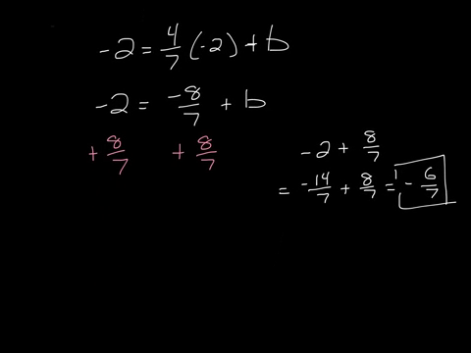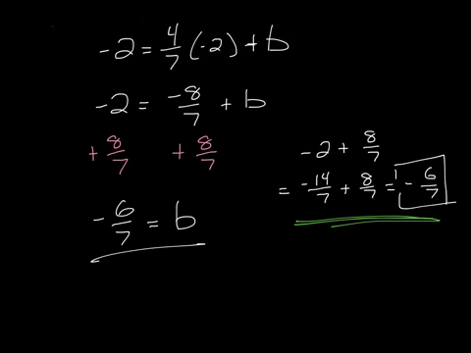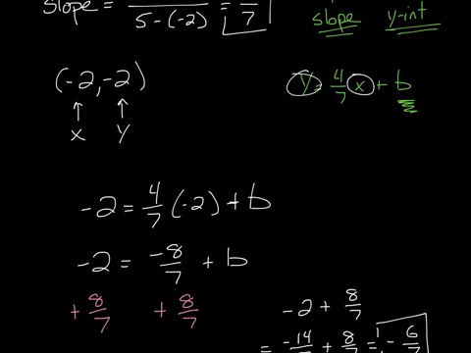Simplifying, I have my work for adding -2 and 8/7 here on the right hand side of the equation. I need to find a common denominator and add my numerators. And what I get over here is -6/7, which equals b. So this is now my b value, which I will plug in to this original equation up here, giving me that my equation for this line is y equals 4/7 x minus 6/7.